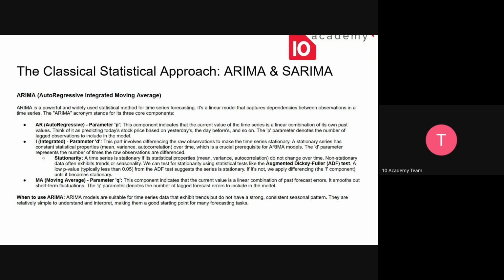And the last one is the MA, which indicates the moving average. The parameter Q indicates that the current value is a linear combination of past forecast errors. Okay, so whenever we're working with the data, we're going to assume that the previous data have some errors, right?